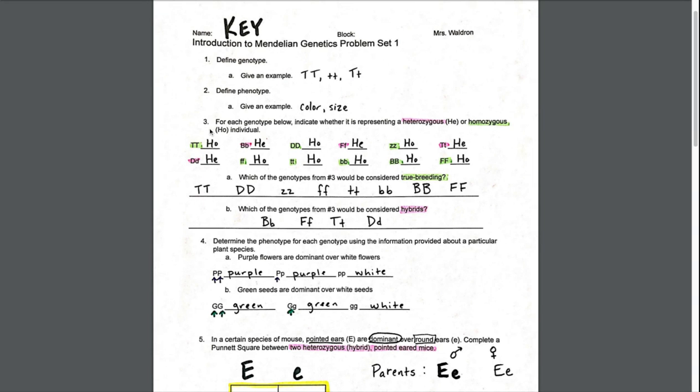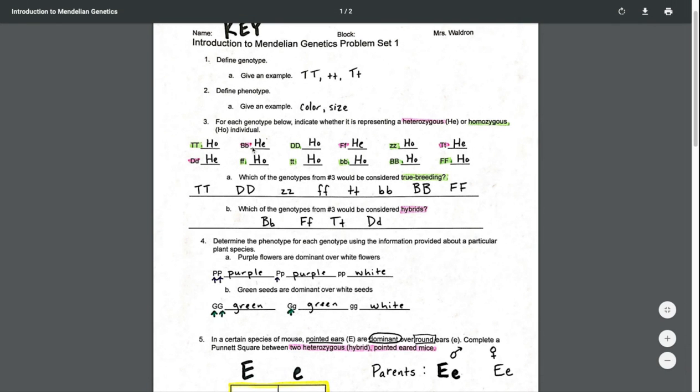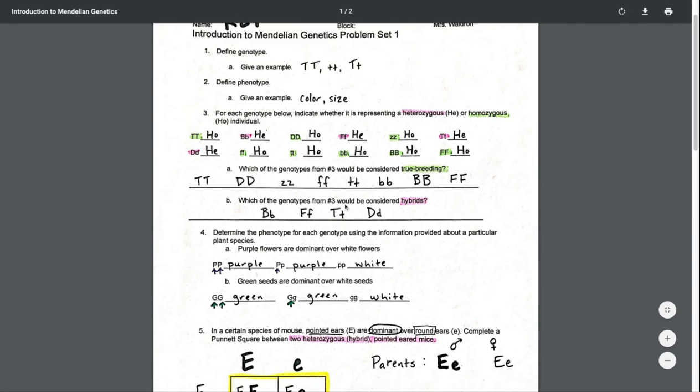In question 3 here, we were taking a look at the concept of being heterozygous versus homozygous. In the answer key I've provided, all of the homozygous genotypes have either 2 capitals or 2 lowercases. I've highlighted them in green. Next to the line, you are expected to write HO for homozygous. And then in the case of a heterozygous genotype, HE, these are all highlighted in pink for you.